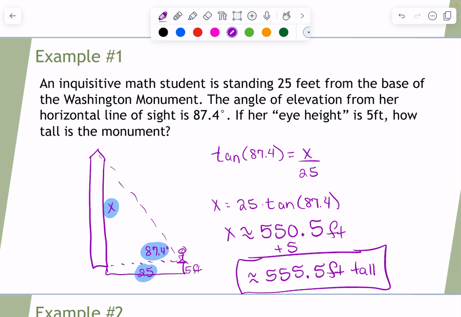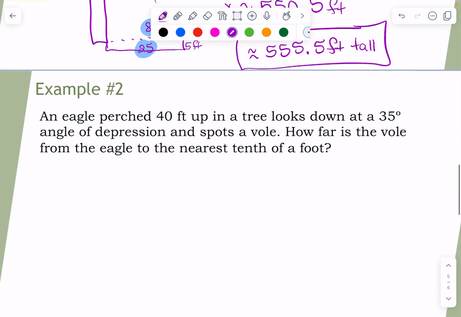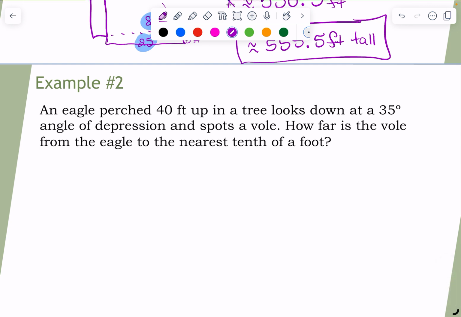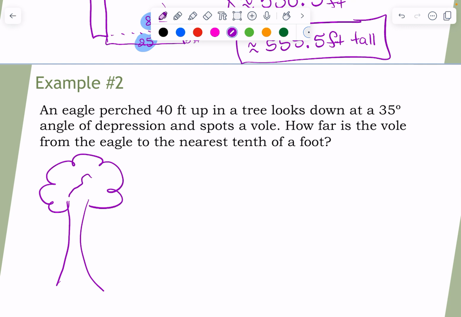Okay, so as you notice, these are very similar to what we have been doing. It's just a matter of setting up your triangle correctly. Okay, let's try another one. An eagle perched 40 feet up in a tree. So we have this tree, and we have our eagle. And they are perched 40 feet up, and looking down at a 35-degree angle of depression.